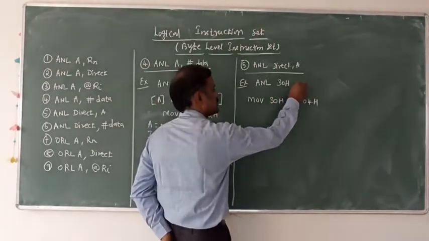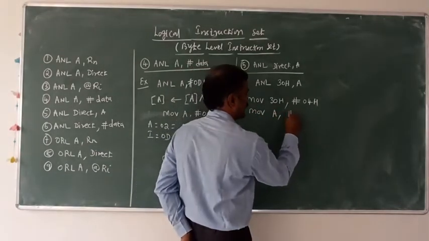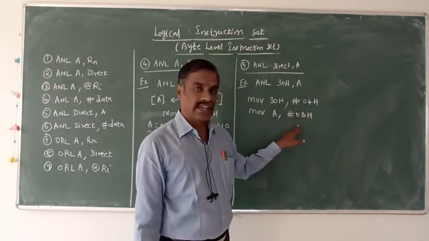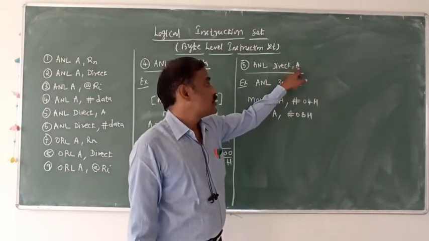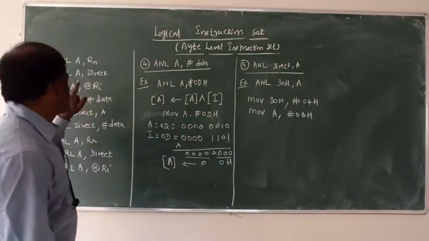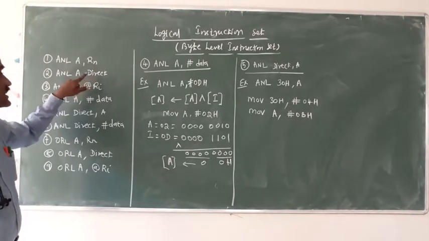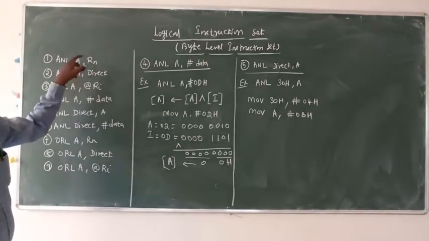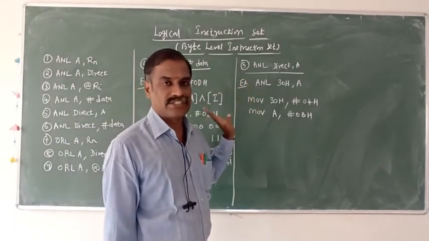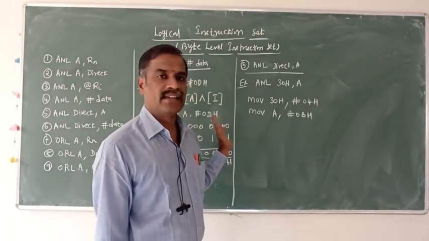After that, we have to initialize the data in the A register: MOV A, #0BH. Now logically AND these two data. In the first instruction, the source is the accumulator and the destination is a direct memory address location. In the second instruction, the source is the direct memory address location and the destination is the accumulator. In both instructions the source and destination change, but the result always moves to the accumulator. Both are logical AND instructions.